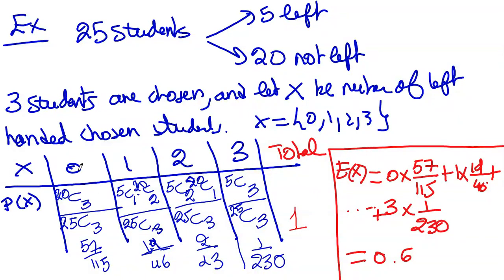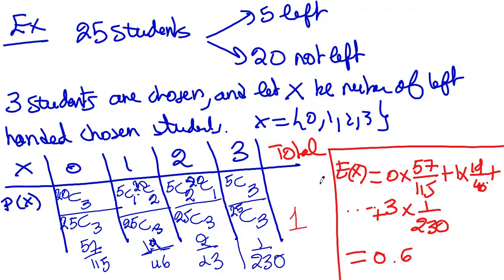When I say P of x equal to 0, it means out of those 3 chosen, I have 0 left-handed. When I have 0 left-handed, I need to pick the 3 from the not left-handed. So it's C(20,3) over C(25,3). Now, 1 left-handed, it means I will take 1 from here and 2 from here. So it's C(5,1) times C(20,2) over C(25,3). 2 left-handed is C(5,2) times C(20,1) over C(25,3). And 3 left-handed, so it's C(5,3) over C(25,3). If I add all those probabilities, the answer is 1.